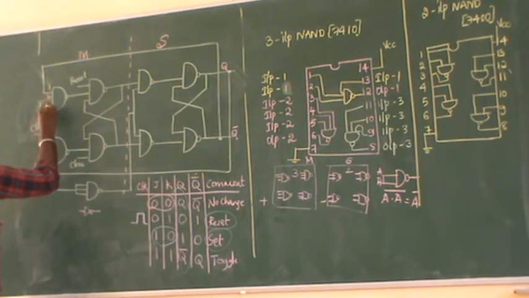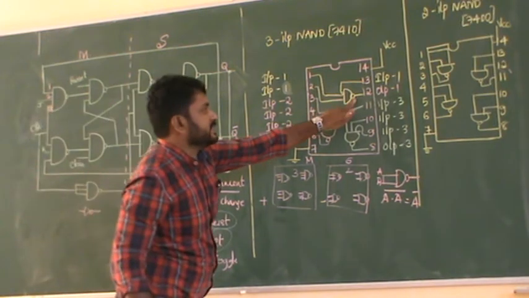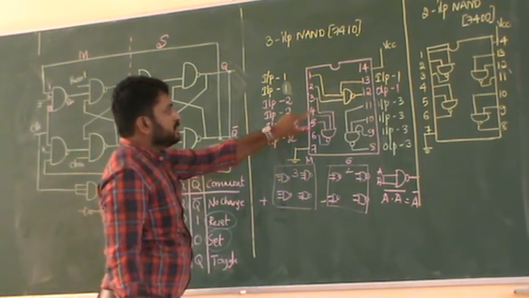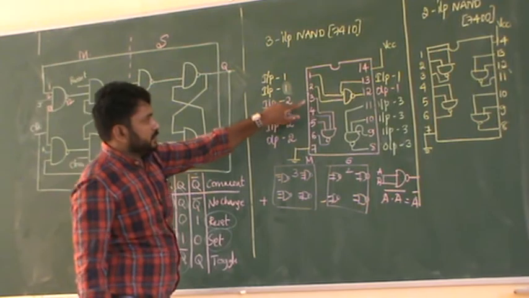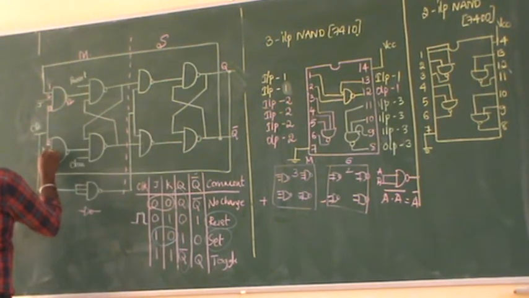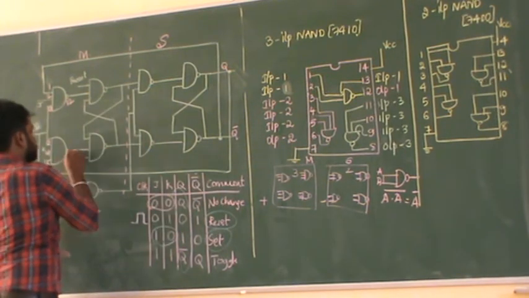1, 2 and 13 are the inputs. What is the output of the first NAND gate? It is 12. Second NAND gate, sorry, 3, 4, 5. 6 is the output of the second NAND gate.